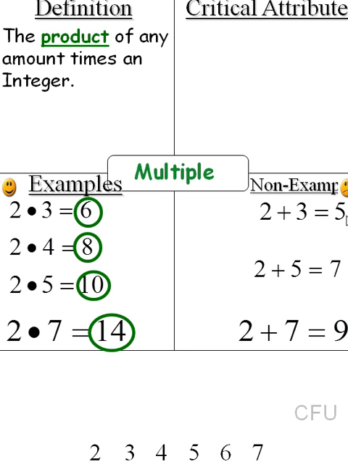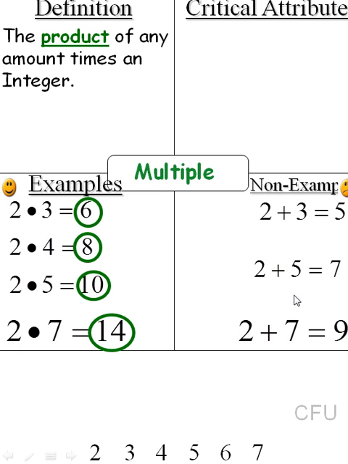Look at 5. 5 is not a multiple because we don't get it from what? It's not a product. What is the solution to an addition? It's called a sum. So therefore, the definition says the product. Since 5 is not the product, therefore this is not a multiple. Look at this one. And look at this one.